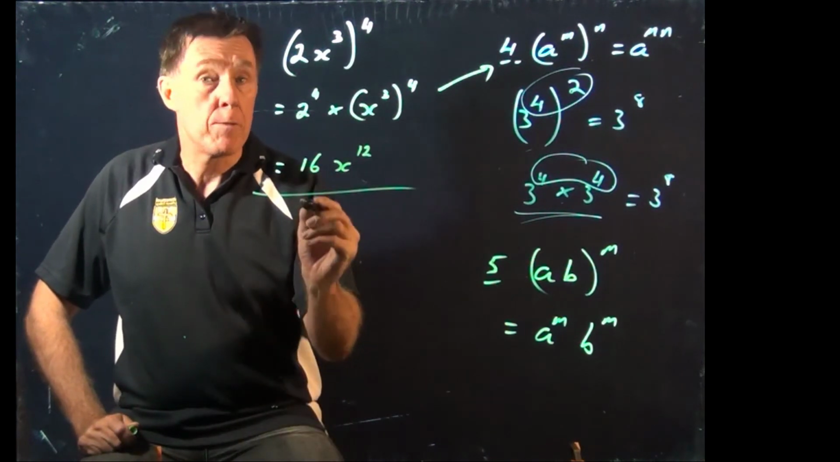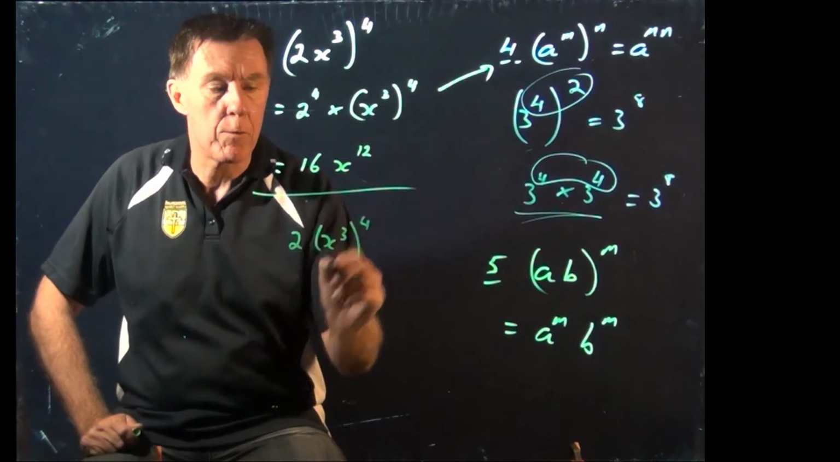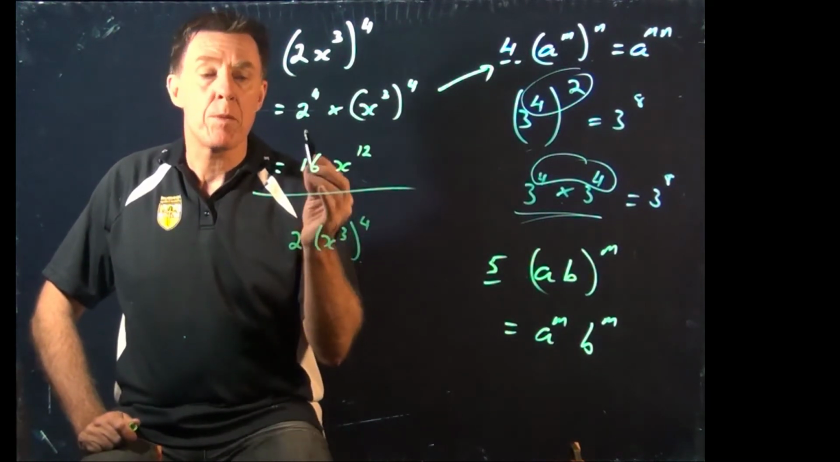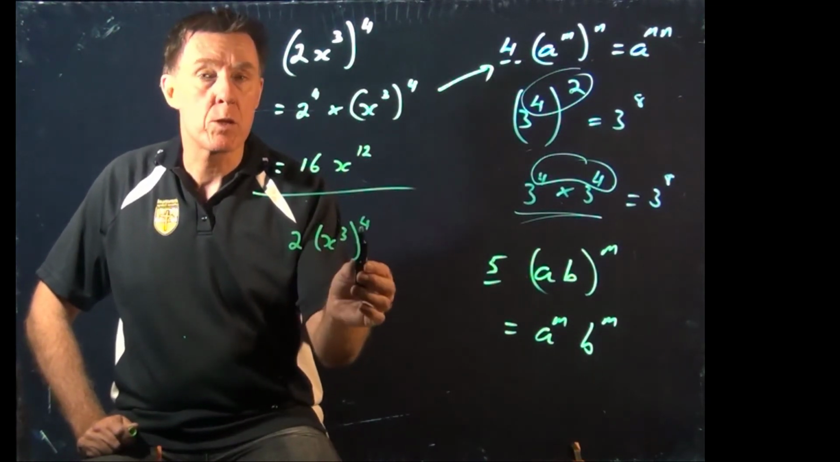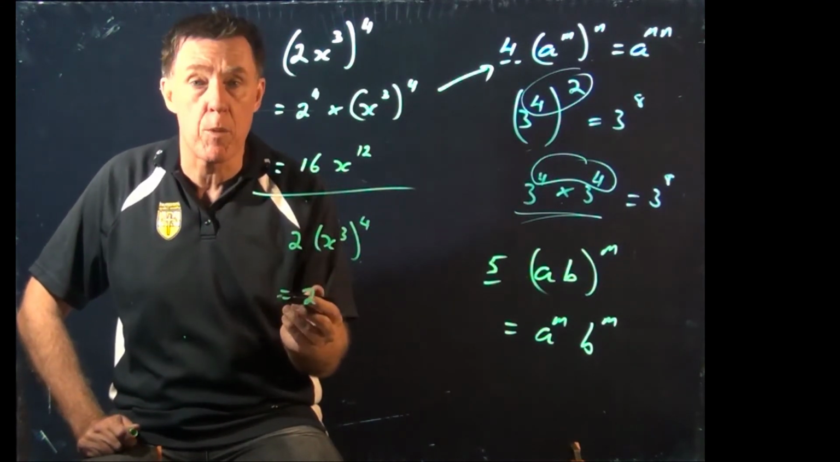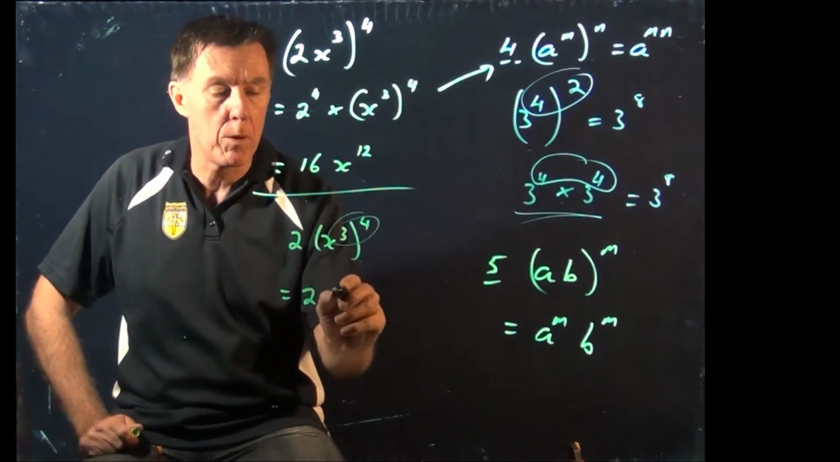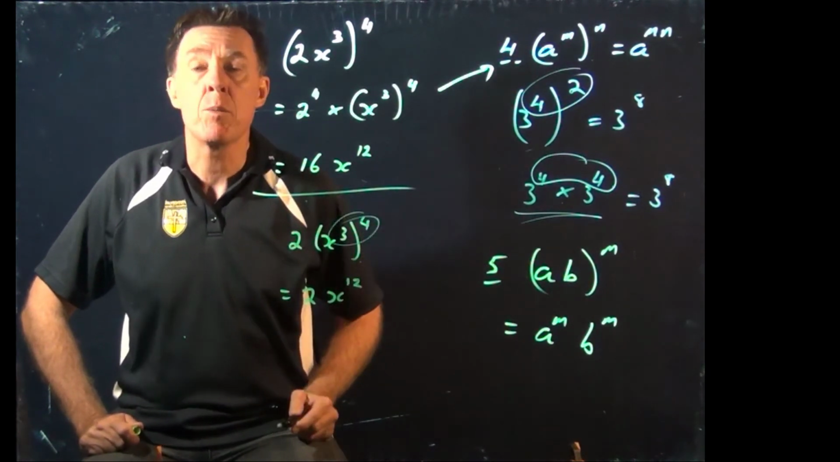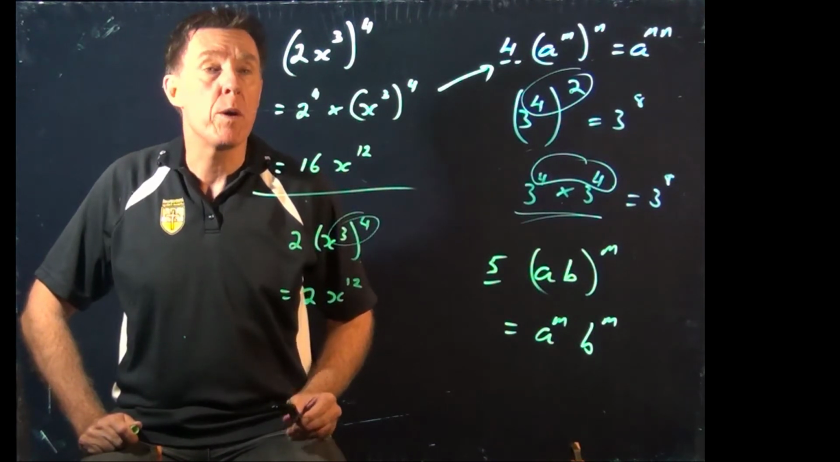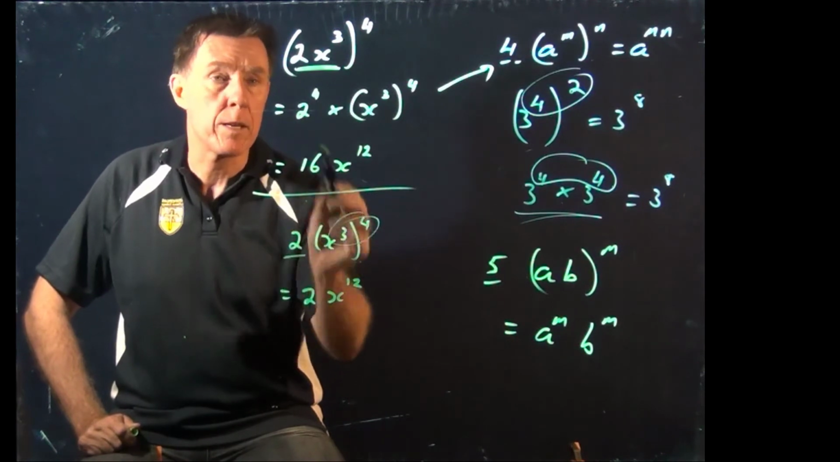Now, if you have this situation, 2 lots of x to the power 3 to the power 4, once again, the power of 4 is applied only to everything inside the bracket. The 2 is not inside the bracket. So only the x to the power 3 to the power 4 applies, to give me x to the power of 12.